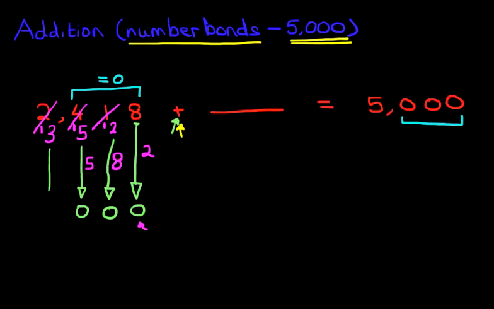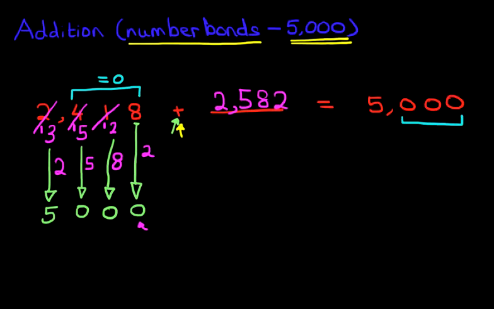Now let's follow this through. We want the 3 to equal not 0, but 5, because we're doing 5,000. What number added to 3 gives 5? It is 2. And that is our answer. 2,582. Okay, that's our answer.